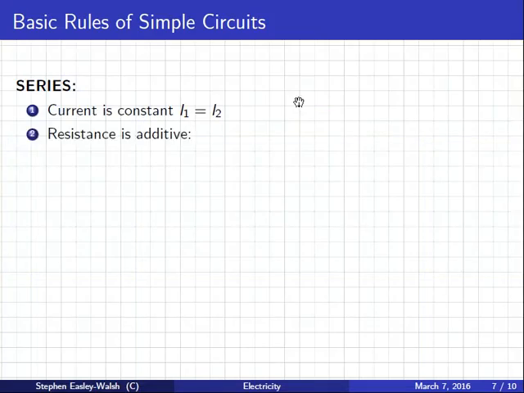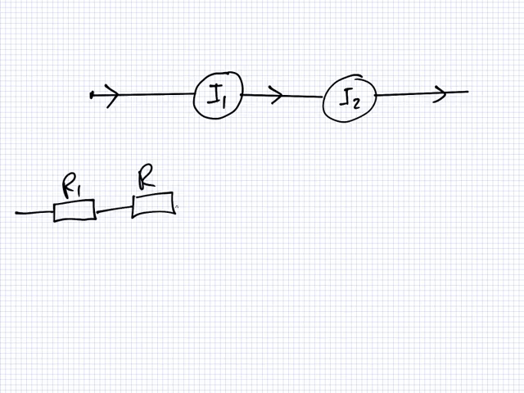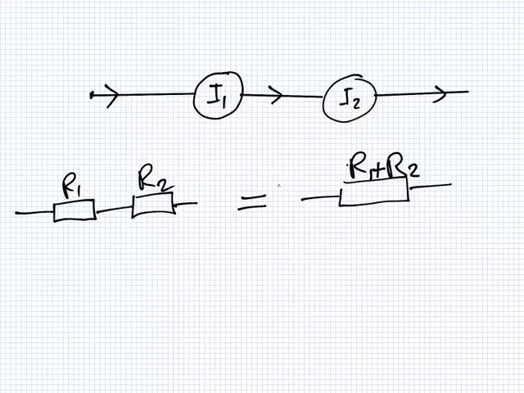Resistance is additive. So what I mean by that is you have one resistor here, one resistor here. That's the same as one resistor here of resistance R1 plus R2. So resistance adds. In total it is R1 plus R2. So the total resistance is each one added together. They add here. Okay, write that down.